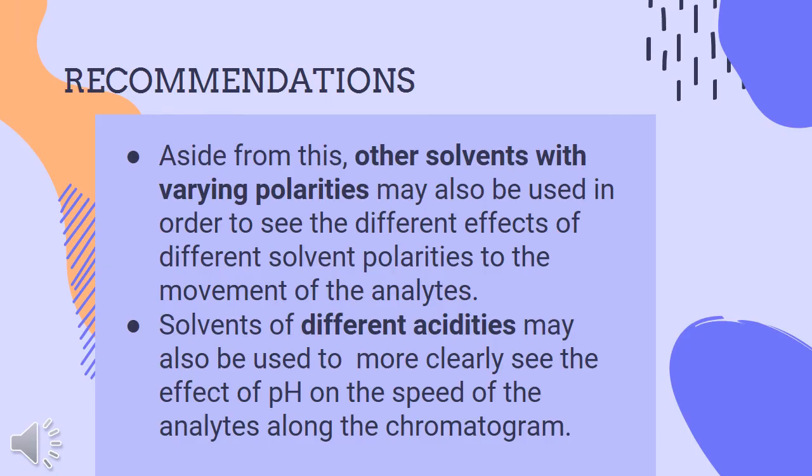Aside from this, it is also recommended that other solvents with varying polarities be used in order to see the different effects of the different solvent polarities to the movement of the analytes. Solvents of different acidities may also be used to more clearly see the effect of the pH on the speed of the analytes along the chromatography paper.